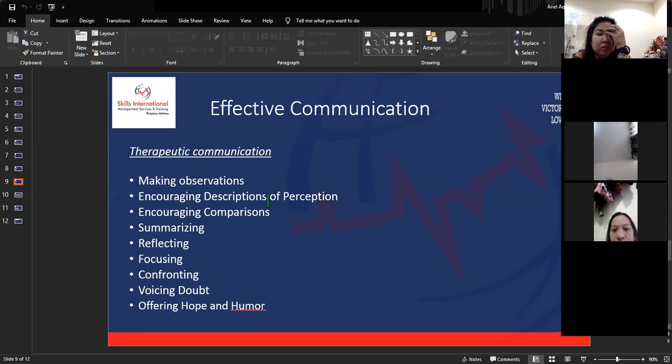And then encouraging comparison, especially if we are assessing the patient, let's say, for pain. This will be an effective communication if they can, especially if, but we should take into consideration that the patient should be, what do you call this one? Kaya niyang i-ano yung sarili niya.